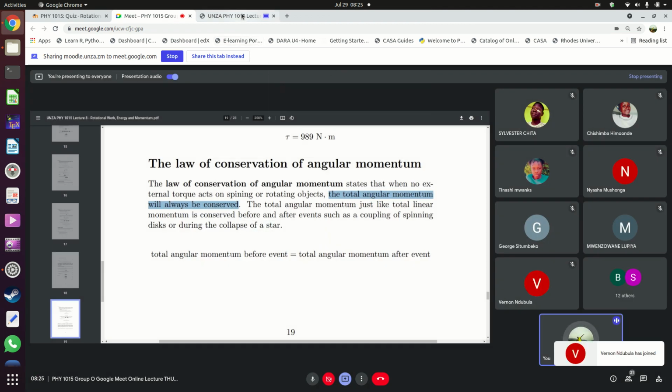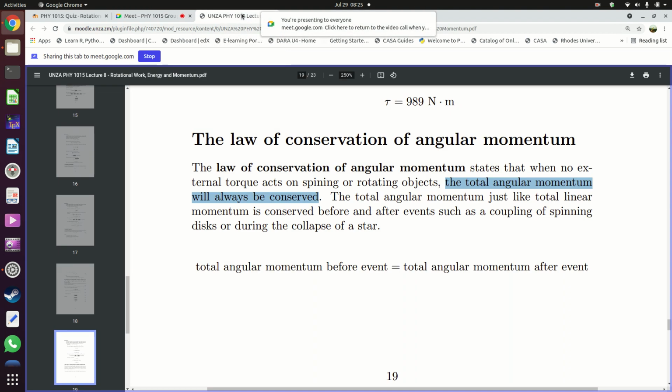Is this requirement clear to everyone? Okay, if it's very clear, then we can move forward. With conservation of angular momentum, basically we are interested in certain events like a coupling. When you couple spinning disks, or as we are going to see, when a star collapses on itself, when something which is bigger becomes smaller, it tends to spin faster.